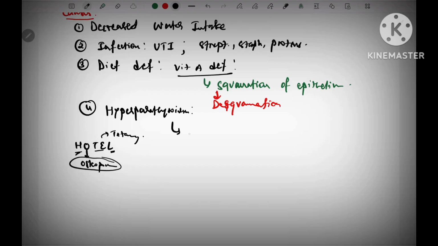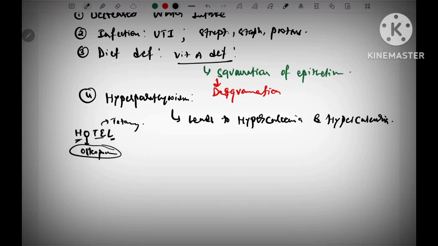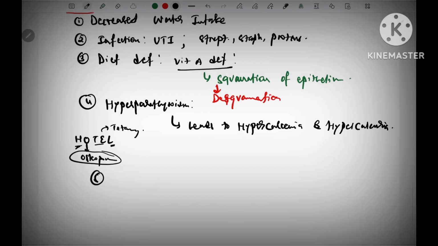So how is it causing this? It leads to hypercalcemia, and due to hypercalcemia, it causes hypercalciuria. And the fifth cause, we can assume, is decreased urinary citrate.